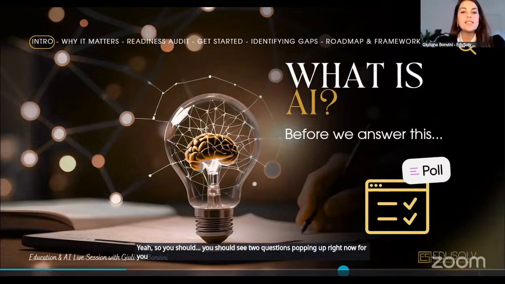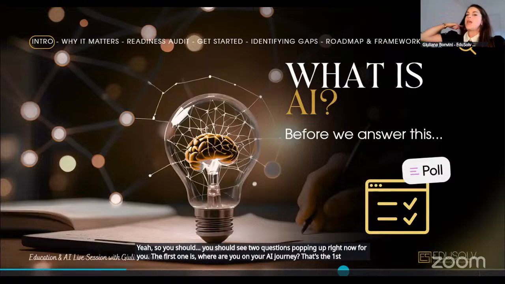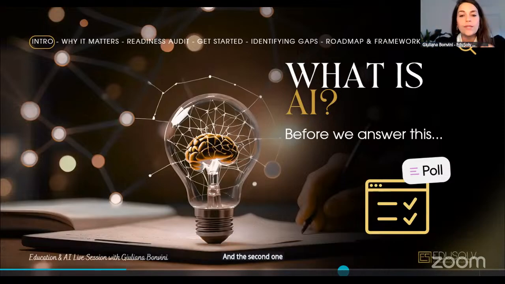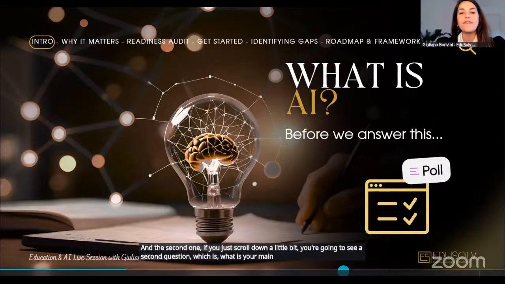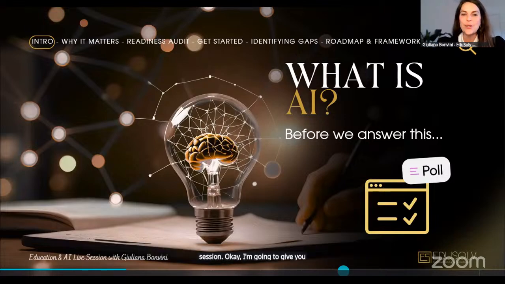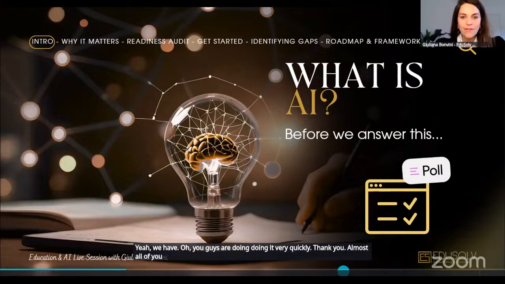The first one is, where are you on your AI journey? That's the first question. And the second one, if you just scroll down a little bit, you're going to see a second question, which is, what is your main priority for today's session? Okay, I'm going to give you a few seconds to answer this poll. And I'm very much looking forward to seeing the answers. Yeah, you guys are doing it very quickly. Thank you. Almost all of you already answered. I'm just going to give you a few more seconds before I end the poll.